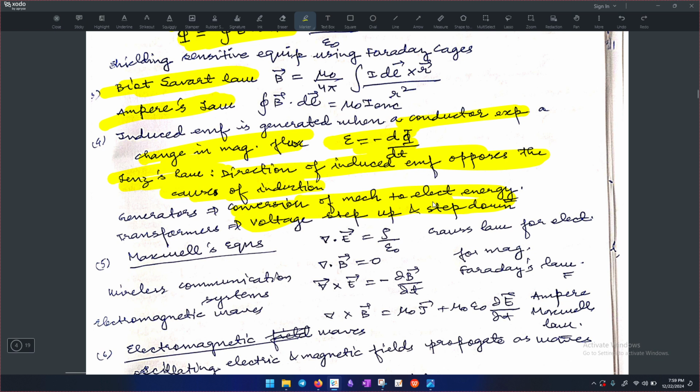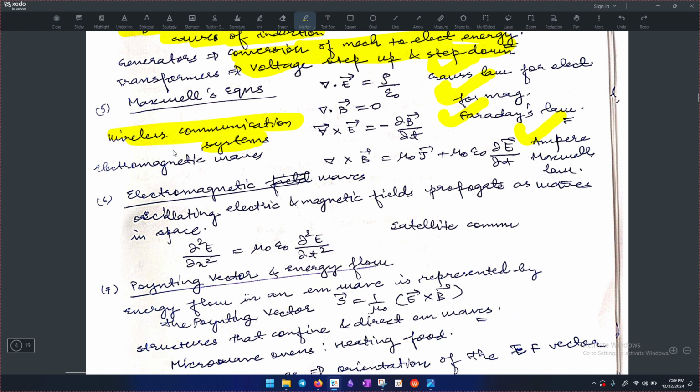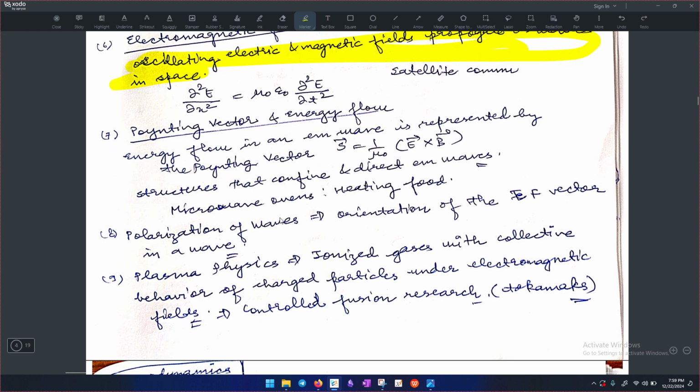Maxwell equations include Gauss law for electricity, Gauss law for magnetism, Faraday's law, and Ampere-Maxwell's law. It is used for wireless communication systems, electromagnetic waves. Electromagnetic waves are oscillating electric and magnetic fields which propagate at right angles in space. Poynting vector: energy flow in an EM wave is represented by the Poynting vector.